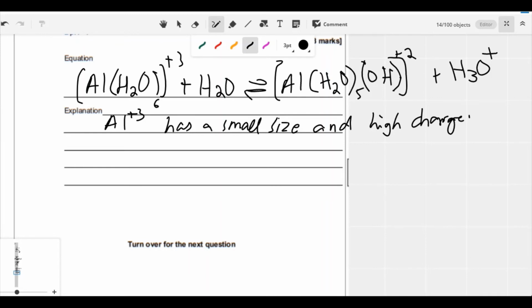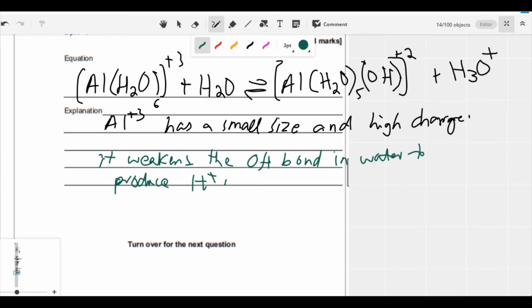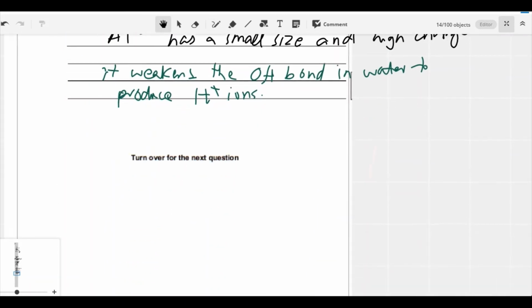So what happens, it weakens the OH bond in water, releasing the hydrogen ions. So here I am going to write it weakens the OH bond in the water to produce H positive ions. Okay, now your answer is completed.